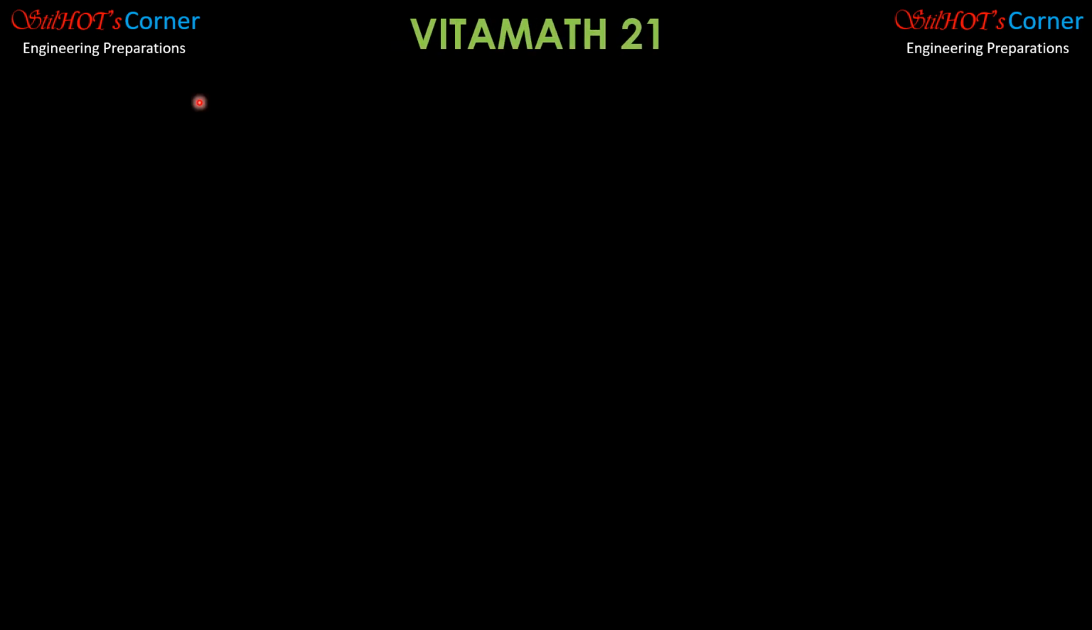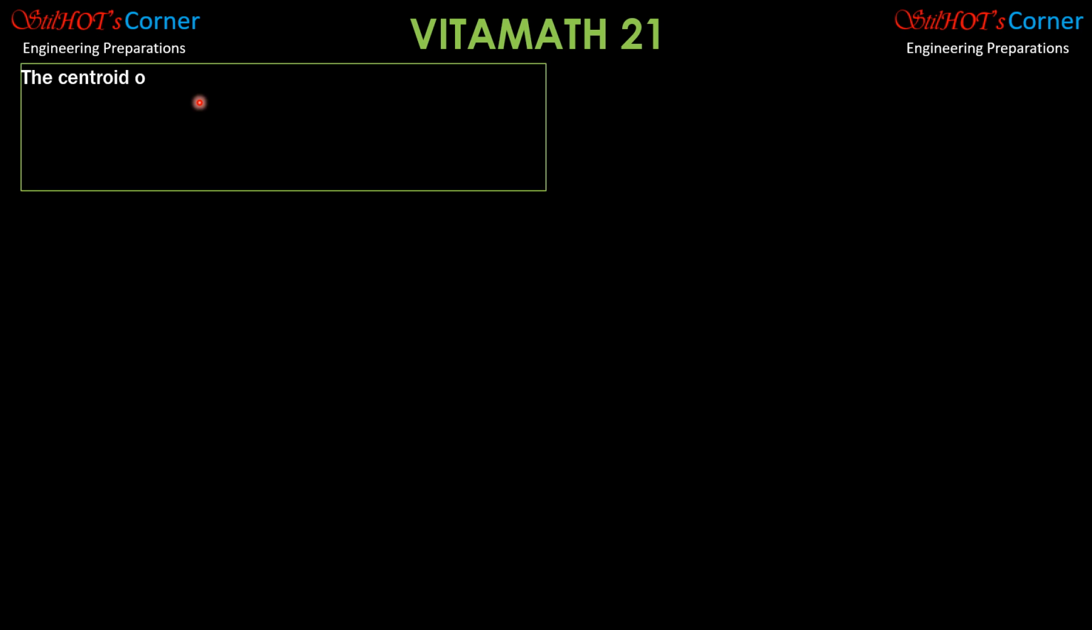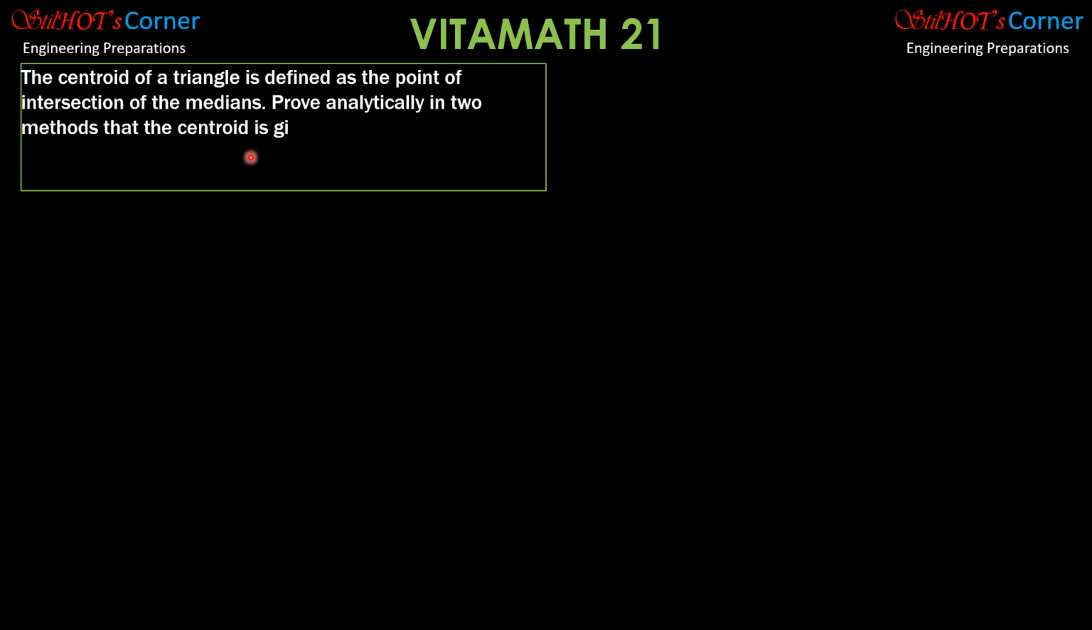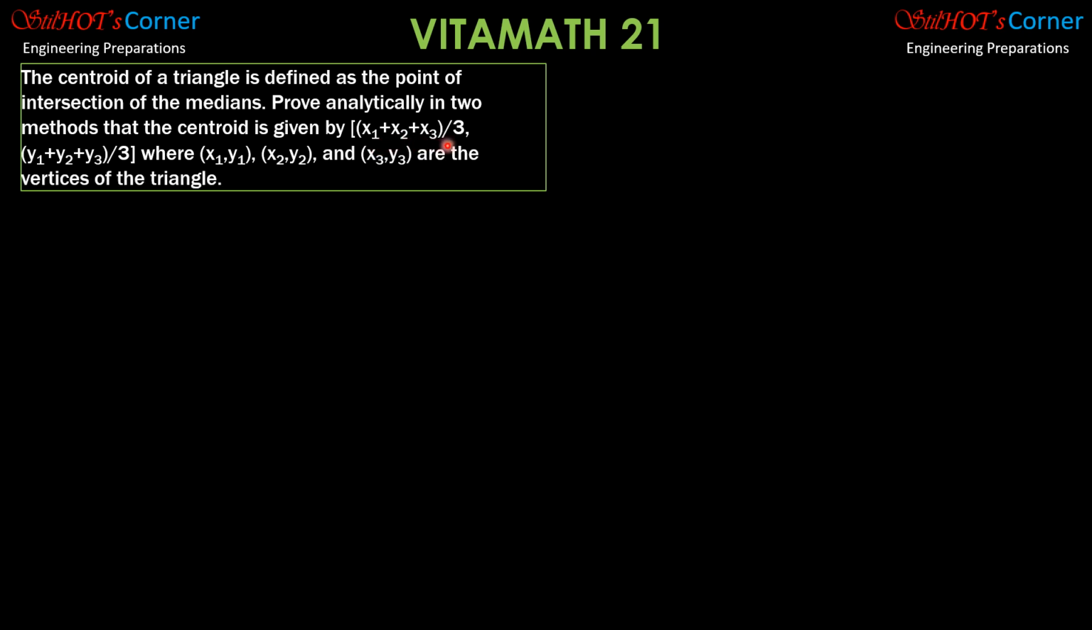Vitamath 21. Here is the problem. The centroid of the triangle is defined as the point of intersection of the medians. Prove analytically in two methods that the centroid is given by the quantity (x1 + x2 + x3)/3, comma, the quantity (y1 + y2 + y3)/3, where (x1, y1), (x2, y2), and (x3, y3) are the vertices of the triangle.